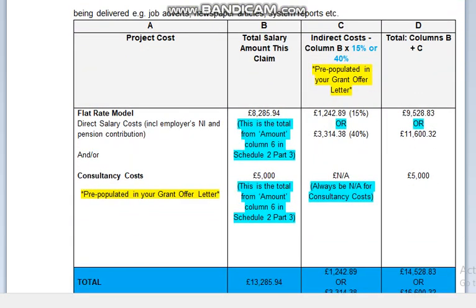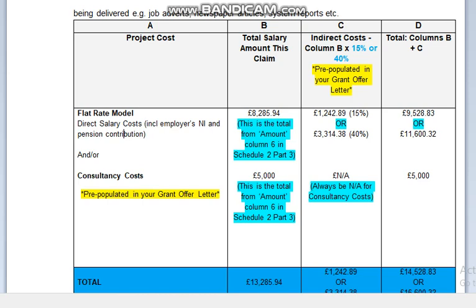We'll just take this part column by column. Start with column A, which is project cost. So these amounts that I have used are just for illustration purposes only, just to give you an idea of the calculations, etc. So in your grant offer letter, again, this will either be pre-populated with direct salary costs or direct salary costs and consultancy costs. You'll know yourself if you have any consultancy costs in your project. If you don't, these won't appear in your grant offer letter.